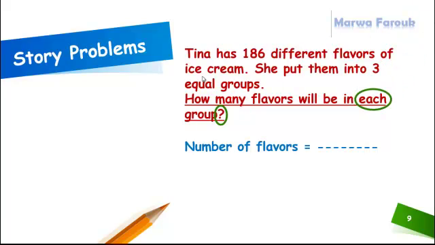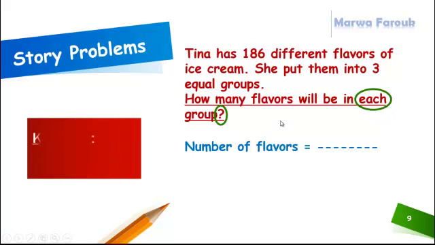Okay, let's move on. How many flavors will be in each group? Can you see each here? Each here is placed in a question, not in a sentence like multiplication. The keyword here is that each is required. And when each is required, we are going to make division. So we will say 186 divided by 3.